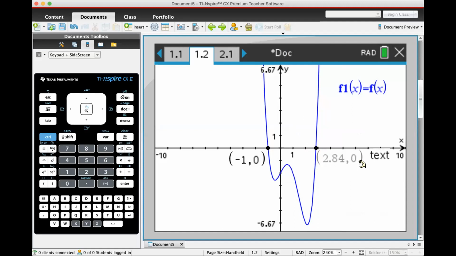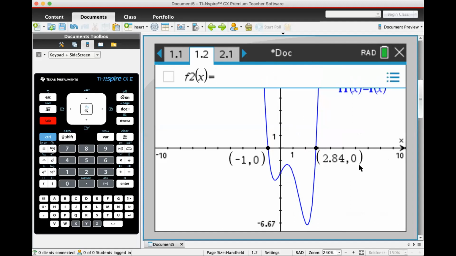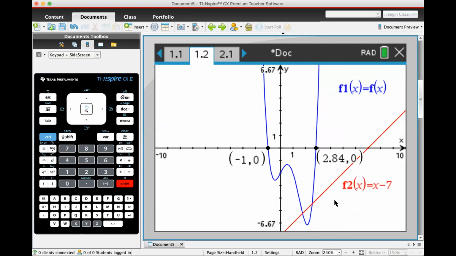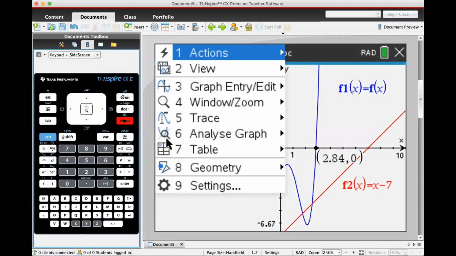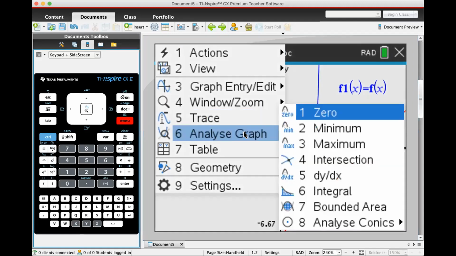So let's say you want to enter another value here, and we say we want a straight line, y is equal to x minus 7, and a straight line is drawn, and there are 2 points of intersection there. You can do the same thing. When in doubt, go to menu. So you go to menu, and you can go to analyze graph and still find the point of intersection here.